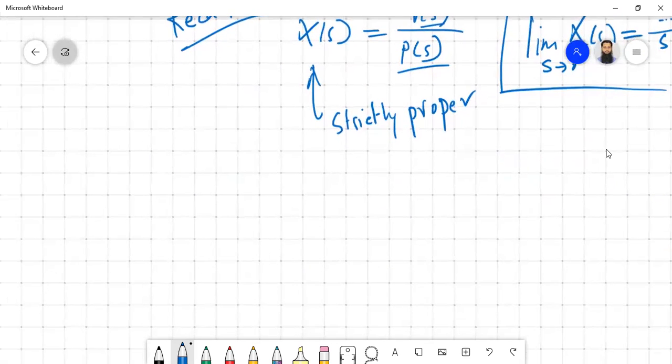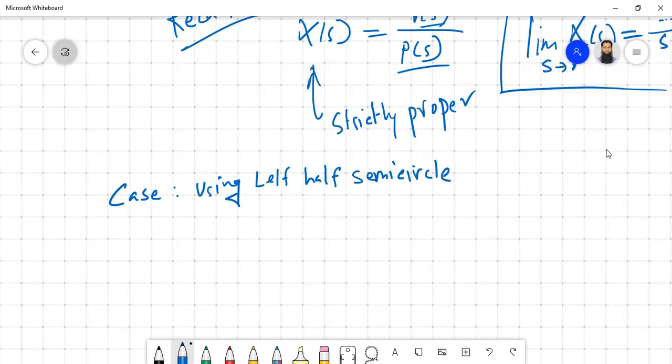So let's start with the first one, case 1, that is using the left half semicircle. Mainly, this left half plane will be used to simplify the mathematical problems.